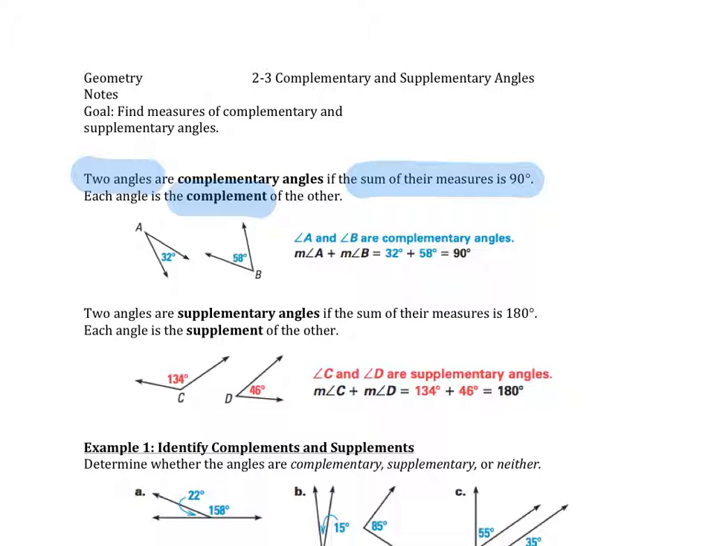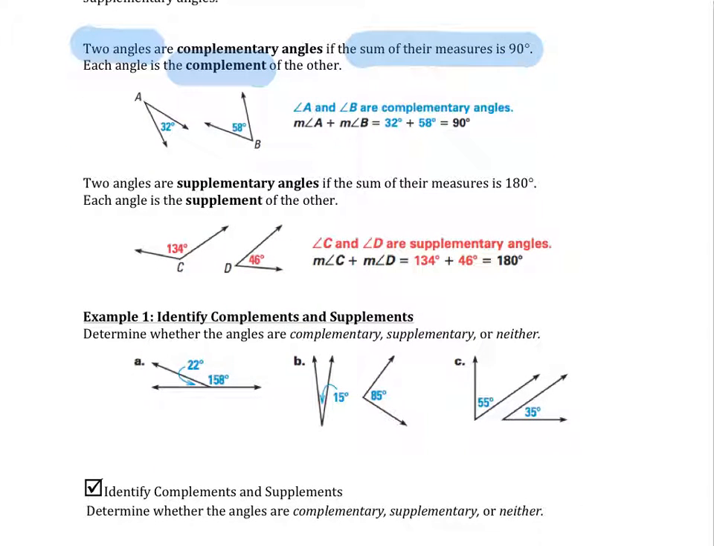So for example, I have angle A is 32 degrees, angle B is 52 degrees. I add them up, I get 90, so they are complementary angles. Supplementary angles, again, two angles. This time, the sum of their measures is 180. So again, we can say each angle is a supplement of the other. So if you try to remember that C comes before S in the alphabet, 90 is smaller than 180, so complement goes with 90, supplement 180.